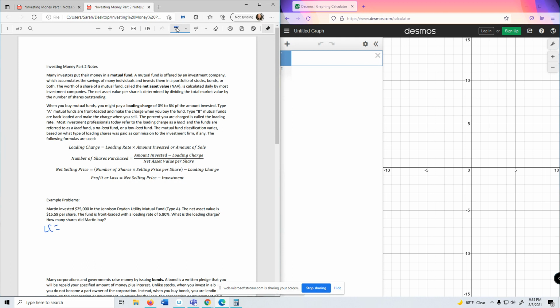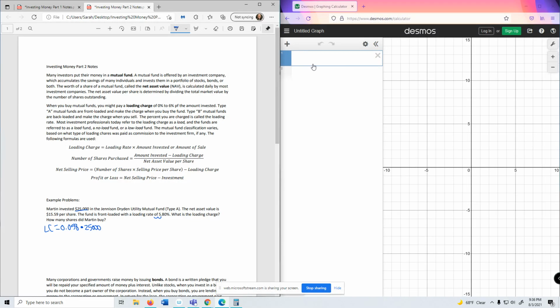Loading charge is going to be the loading rate. This is given as a percent, so remember we need to switch that percent to a decimal by moving the decimal place 2 places to the left. So that would become 0.058, or 0.0 times 580, whatever makes sense for you, times the amount invested. He invested $25,000.